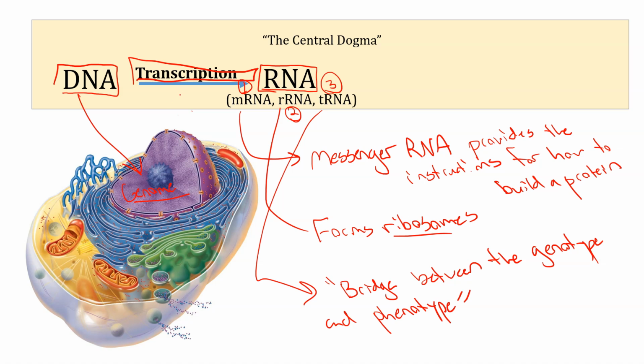RNA is more single-stranded. It can fold into more complex shapes. It generally has a more diverse array of roles. It doesn't just store information. It actually can be used to make ribosomes, for example.